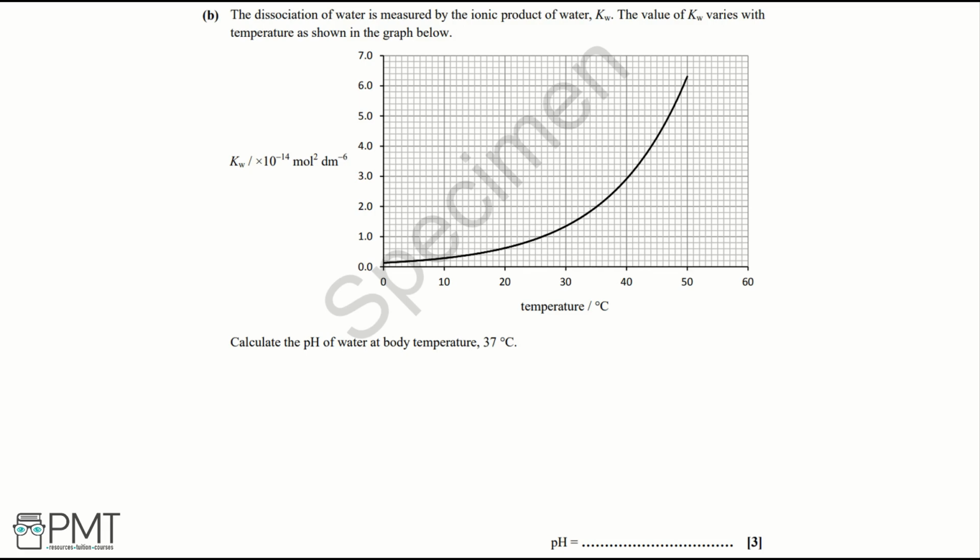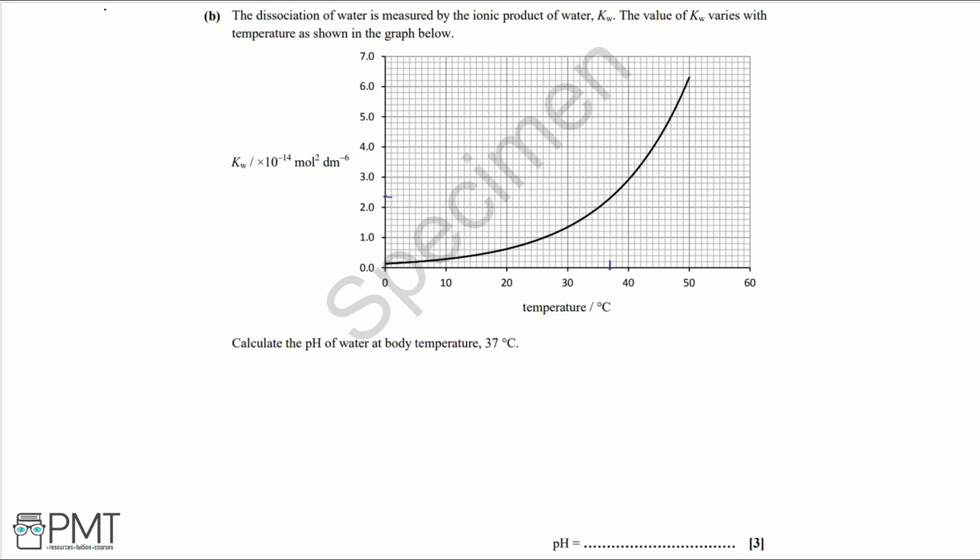The value of Kw varies with temperature as shown in the graph below. Calculate the pH of water at body temperature, 37 degrees Celsius. Firstly, what we need to do is read off the graph at 37 degrees Celsius and find our Kw value of 2.4 times 10 to the negative 14 moles squared decimeters to the minus 6.